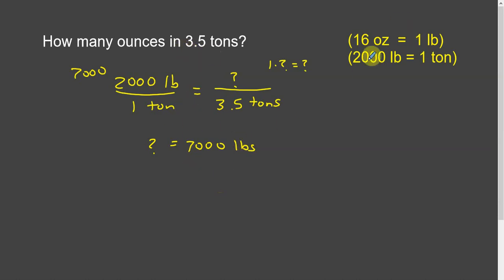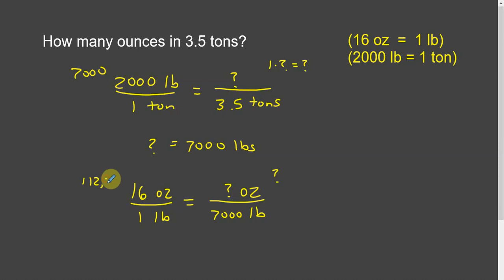But then we can convert it to ounces, and we use the 16 ounces to 1 pound conversion, and we have 7,000 pounds now. We want to know how many ounces. Once again, we've got question mark here, and we've got 16 times 7,000, which is 112,000. So that's the final answer, 112,000 ounces. That's how many ounces in 3.5 tons.